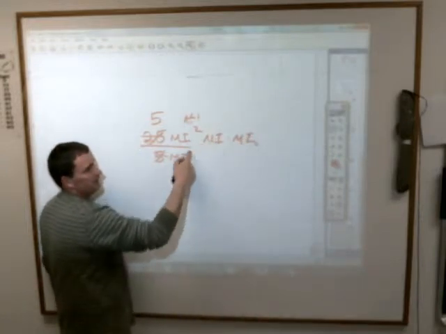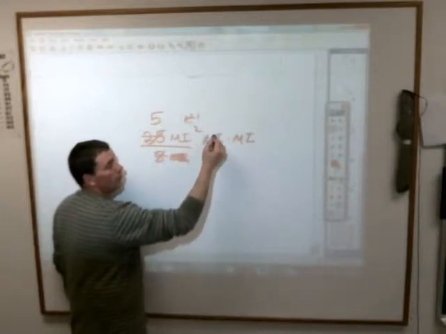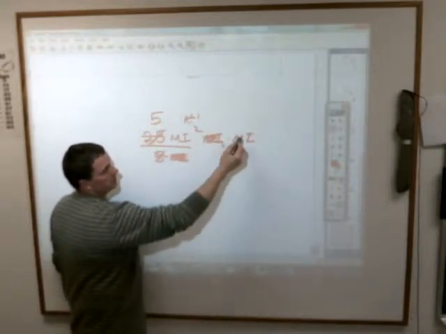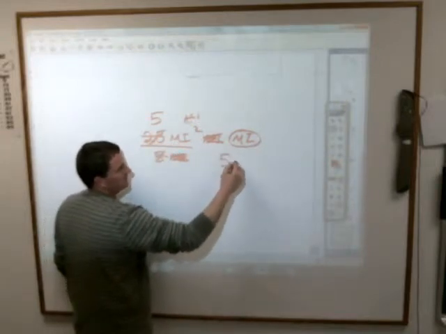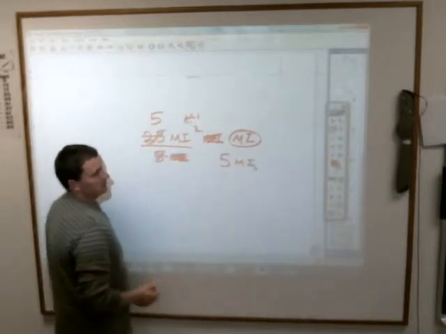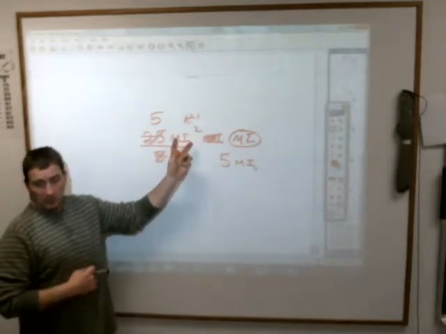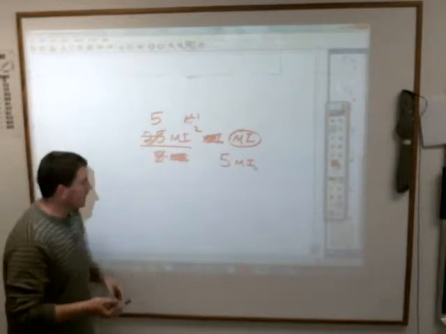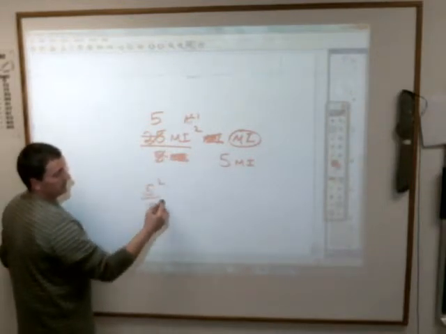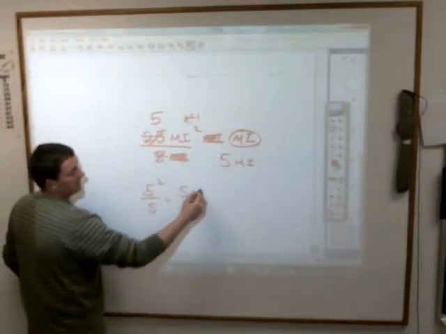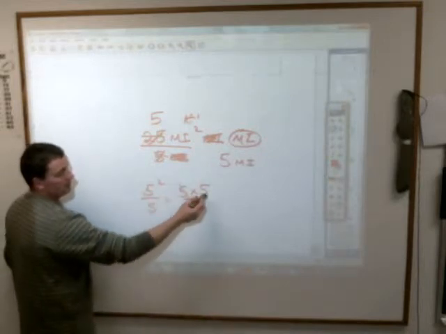And anytime I have the same thing on top as the same thing on bottom, I can cross off one with one of those. I'm still left with 1 mile that didn't cross off. So my answer is actually just 5 miles. Because with the miles squared, one of them crosses off. Just like with numbers, if I had 5 squared over 5, that top means 5 times 5 over 5. One of these will cross off because they're the same, and you're left with just one.